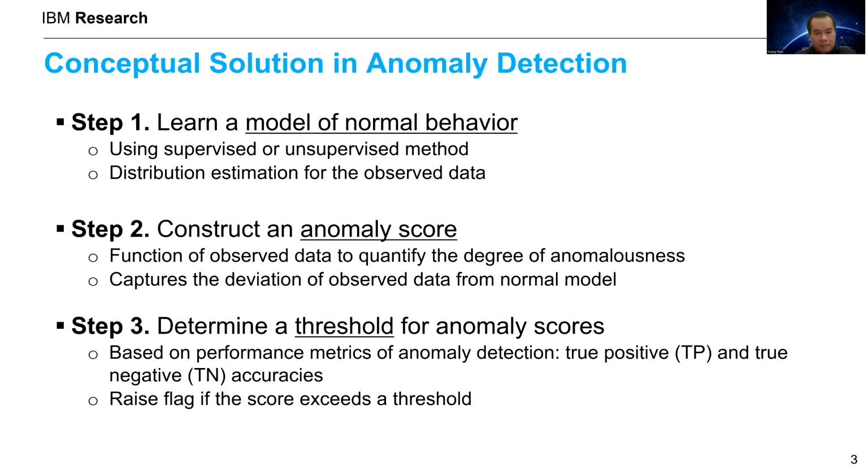In the last step, we need to determine a threshold for the abnormality score. With that, we can classify a sample as normal or abnormal. This step is based on performance metrics, like true positive and true negative accuracy. And given the threshold, we can act, for example, if the score exceeds the threshold.